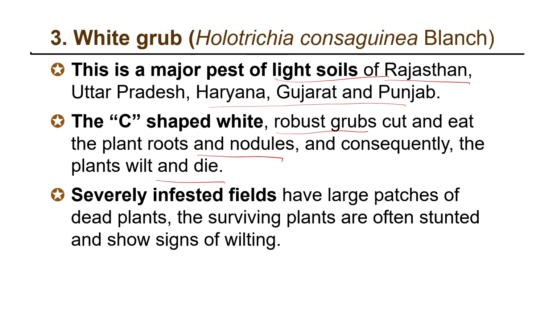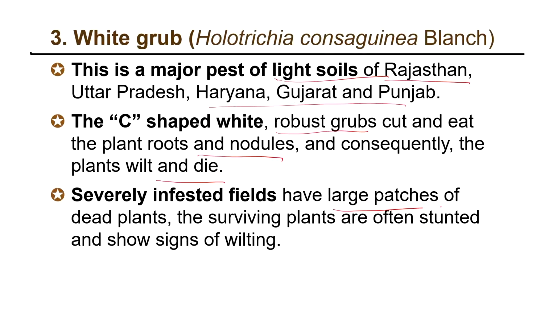From above you will not see any insect problem, but it is living in the soil, eating the roots and nodules of the groundnut crop, and ultimately the plant will look dry because the roots get disconnected. Severely infested fields have large patches of dead plants. The surviving plants are often stunted and show signs of wilting.